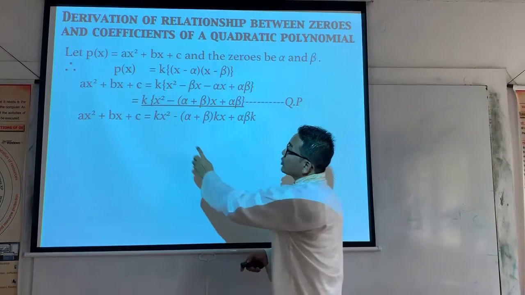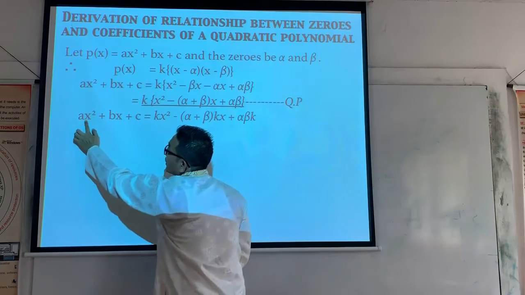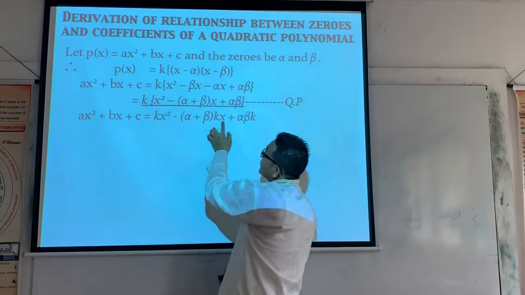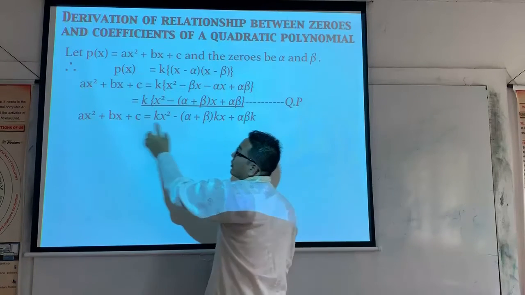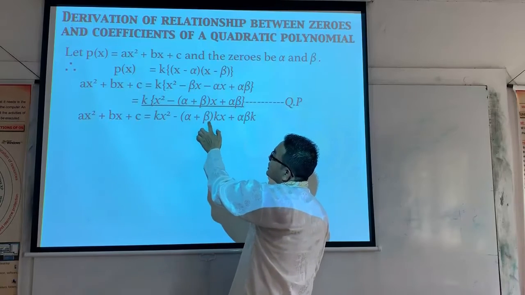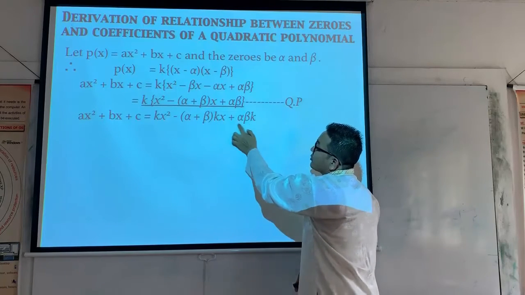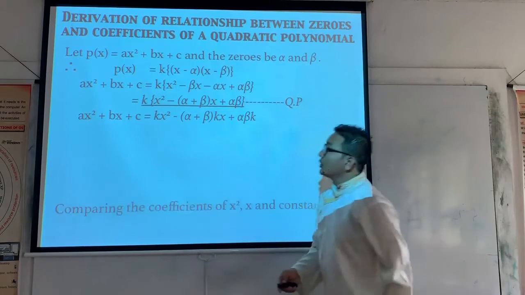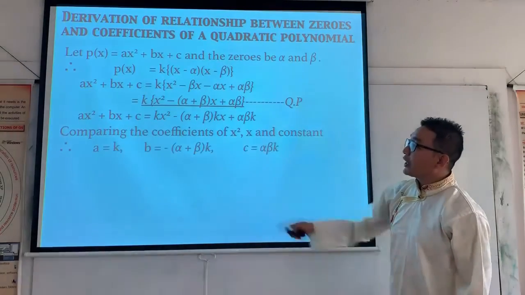Now we compare it with the standard polynomial. The x square coefficient is a, which equals k. The x coefficient is b, which equals minus k times (alpha plus beta). The constant term is c, which equals alpha beta k. So this is the standard polynomial compared to this one.